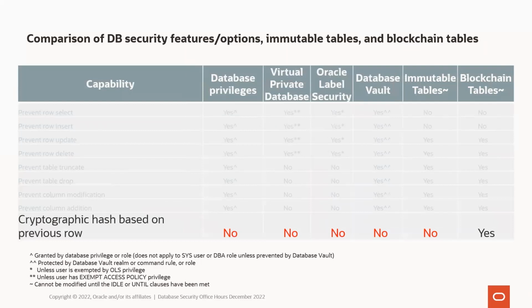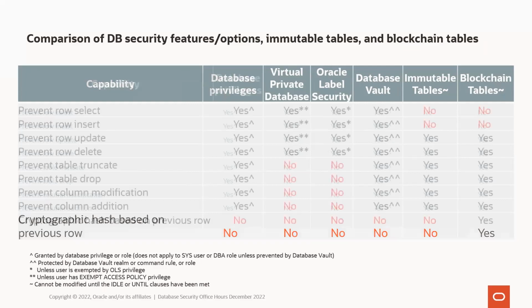And if we say we need some cryptographic hash that's based on that previous row, well, that's your blockchain tables. We don't have that capability with immutable tables, or with Database Vault, or adding row level security with Label Security, or using Virtual Private Database there.